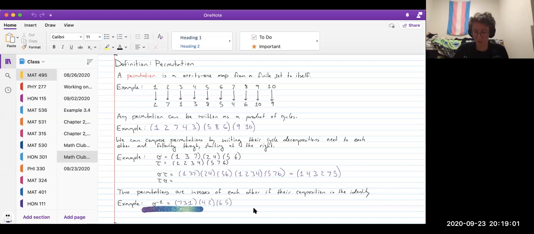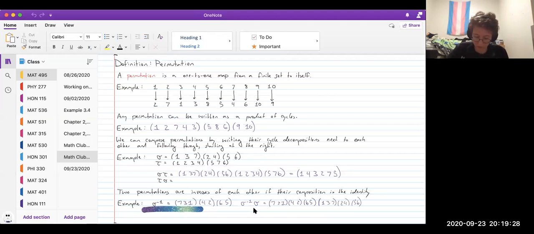And to check your work, you can try to multiply them. So sigma inverse times sigma is 7, 3, 1, 4, 2, 6, 5. And if everything stays where it is when we follow through, we know that this is indeed the inverse.